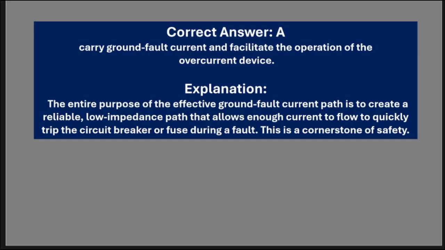Correct answer A. Carry ground-fault current and facilitate the operation of the overcurrent device. Explanation. The entire purpose of the effective ground-fault current path is to create a reliable low-impedance path that allows enough current flow to quickly trip the circuit breaker or fuse during a fault. This is a cornerstone of safety.